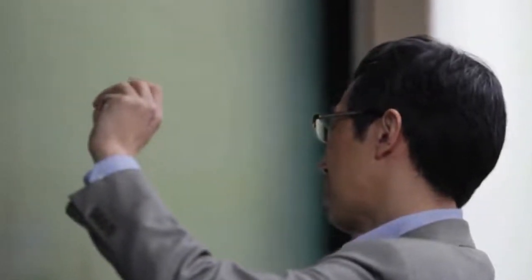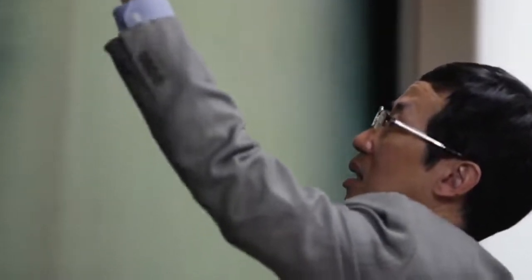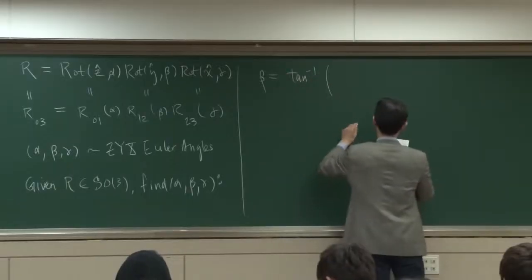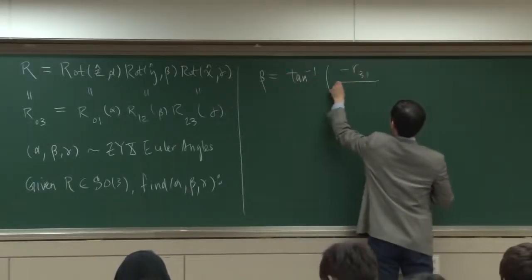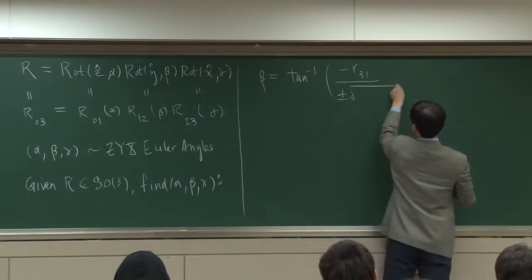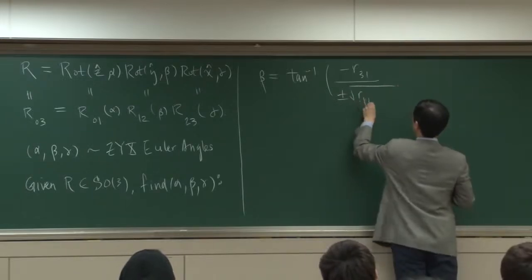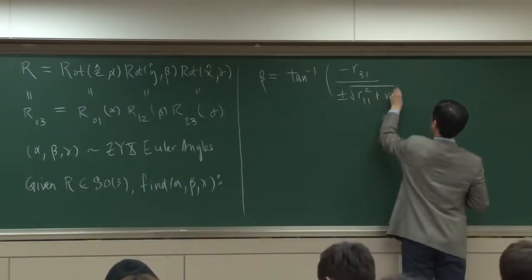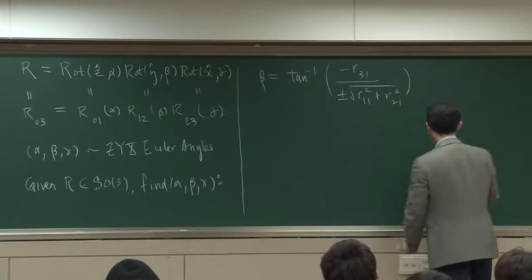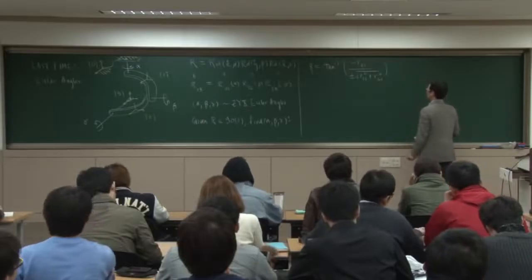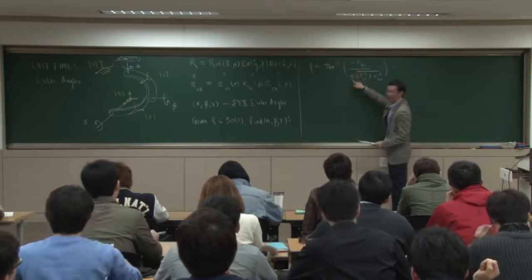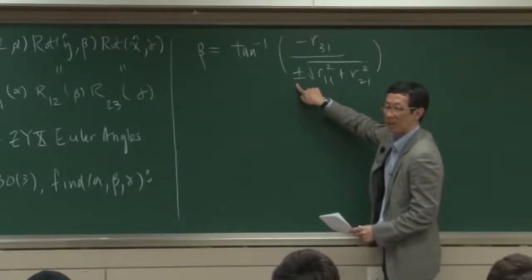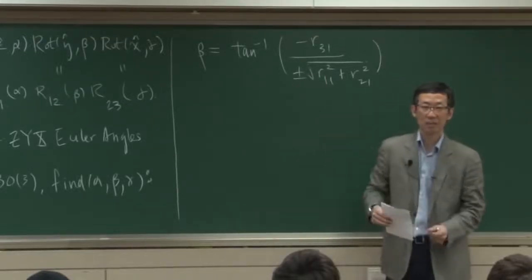So beta is the inverse tangent of minus R31 over plus or minus the square root of R11 squared plus R21 squared. Okay. Now you see this plus minus here. That indicates there are two possible solutions.